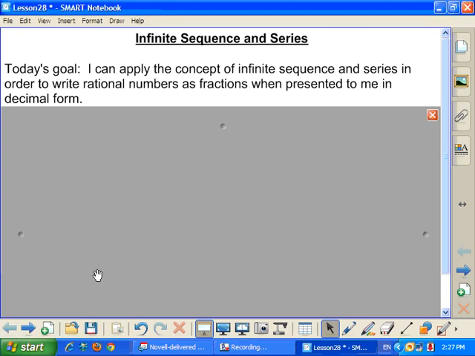Hello and welcome to lesson 28, and we're looking at infinite sequence and series today. So we're kind of changing pace for a second. We're actually looking at limits of exponentials. It's really what we're looking at.